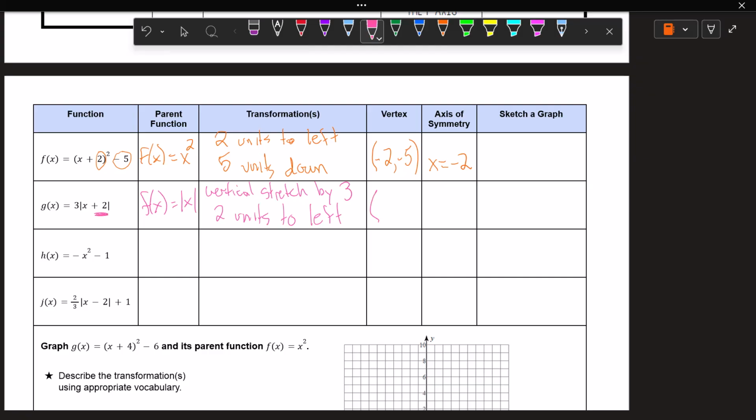So our vertex is going to be negative 2, because again, that's the opposite of the plus 2. And there's no k. It's really plus 0. So our y-coordinate would be 0 for our vertex. The axis of symmetry is going to be the same as the x-coordinate of our vertex. And we move on.